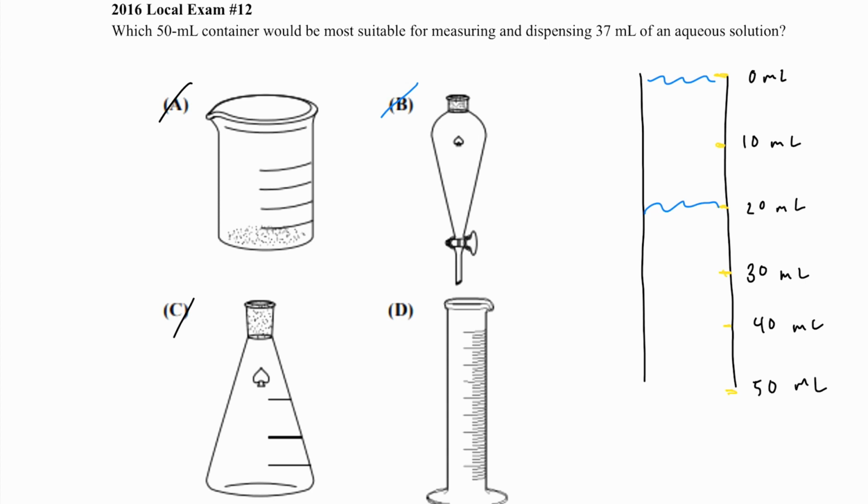D is a graduated cylinder. You have all those markings to help tell you when you have exactly 37 mL. So our answer is D.